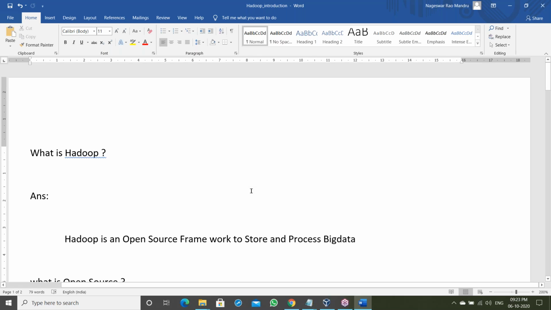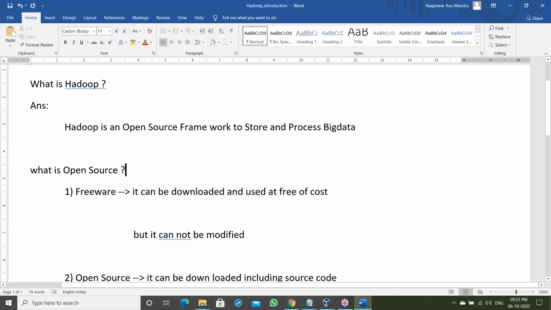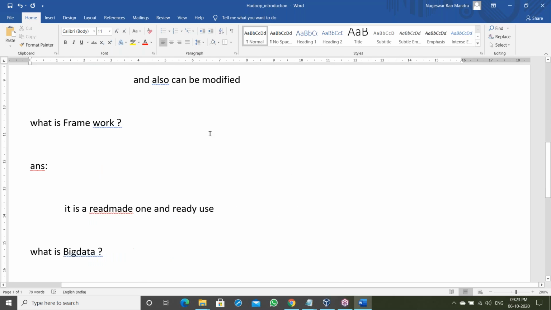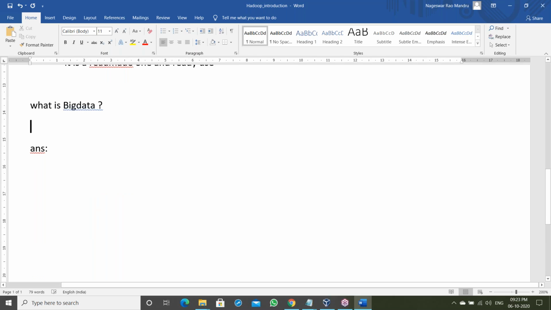Now, what is Hadoop? Next, what is open source? What is a framework? Next, what is big data? Let us see what is big data. Our topic is big data. What is big data? How to answer this?